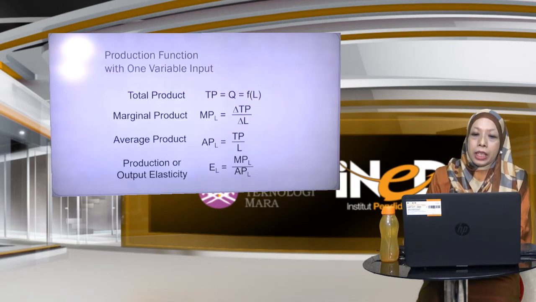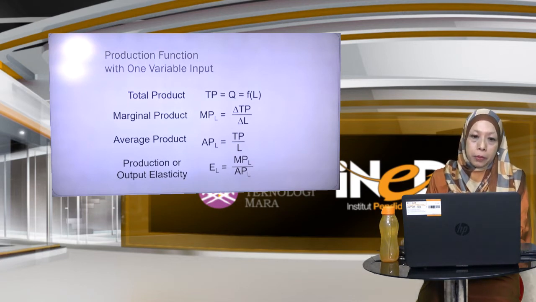So to summarize, when we talk about total product, it is referring to your total output, and it is a function of your variable input because you cannot do much on your fixed input. Marginal product is defined as the change in total product divided by the increase in your variable input, in this case labor. Average product is total product divided by your variable input L, and production or output elasticity can be measured by taking marginal product divided by average product.